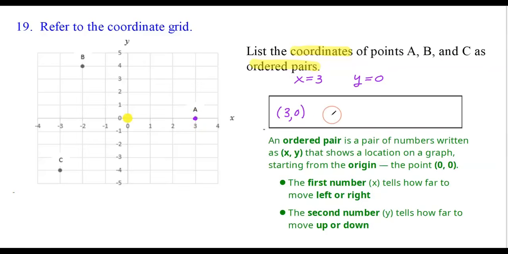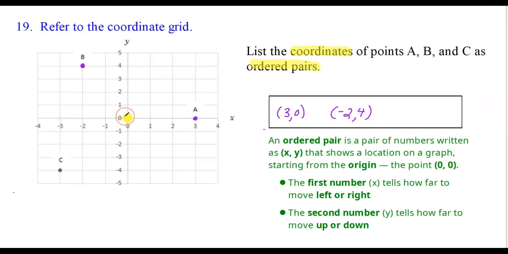Now let's do point B. Go ahead and give point B a shot, which is right here. Hopefully you got -2, 4. Point B.